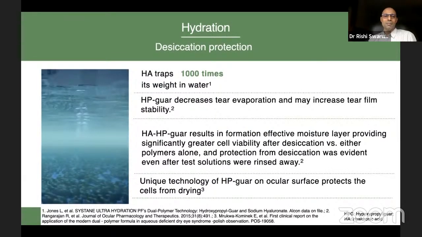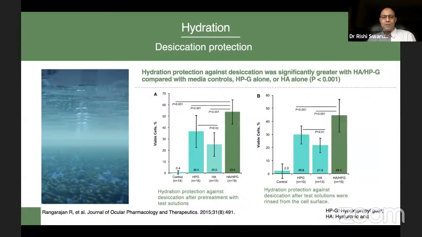So how does it hydrate? It traps 1,000 times its weight in water, thus providing a lot more water to the surface. And that's the real aqueous component is replenished in this particular way. And HP guar retains that water on the surface also, and that again helps a lot. And studies have shown that hydration protection against desiccation before and after treatment makes a huge difference.